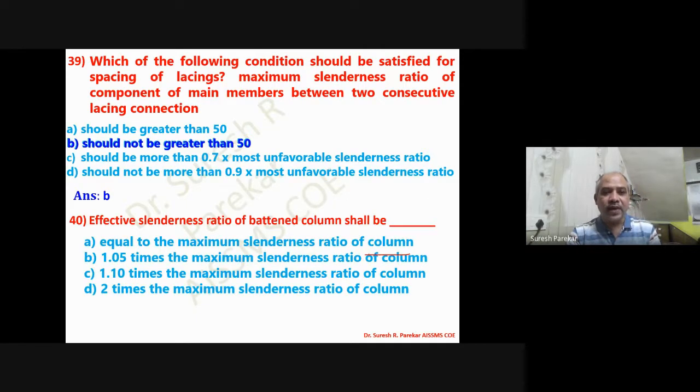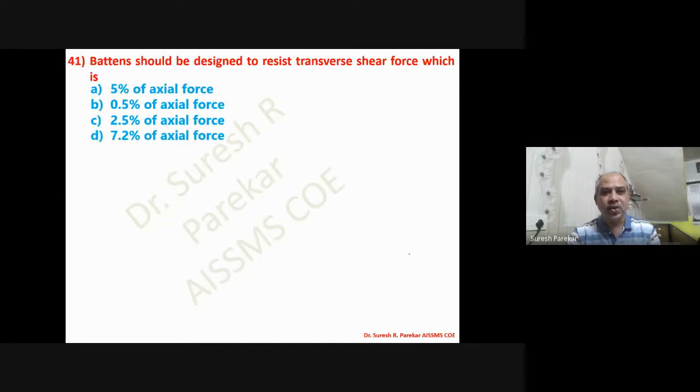Then we have effective slenderness ratio of batten column. So we know that it is 1.05 for lacing, and for battening we have 1.10 times the maximum slenderness ratio. Now battens should be designed to resist transverse shear force. We know battens or lacing both we are going to design for 2.5% of axial force.